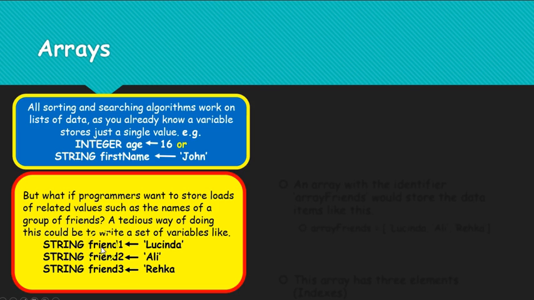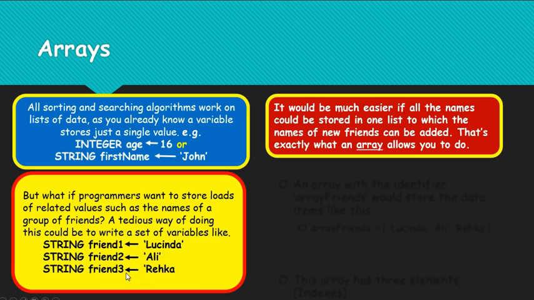That's better. So we've got the name Lucinda going into friend 1, Ali going into friend 2, and then Rekha going into friend 3. It'd be much easier if we filled all the names into one variable, where the variable stored all the names at the same time. So that's what we're going to do. We're going to use arrays to allow us to do that.